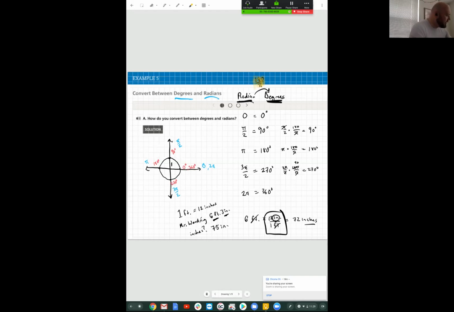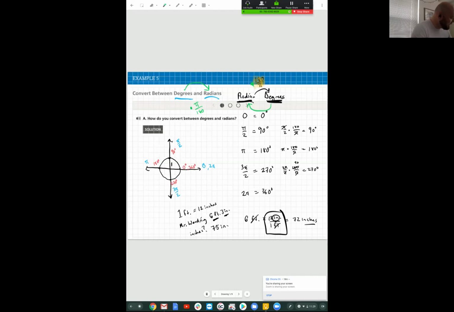But there's another way you can do this. What if you're going from degrees to radians? So degrees back to radians. Well, the conversion is just the opposite. So to go from degrees to radians, you're going to multiply by pi over 180. So radians to degrees, you multiply by 180 over pi, but degrees to radians, you do pi over 180.